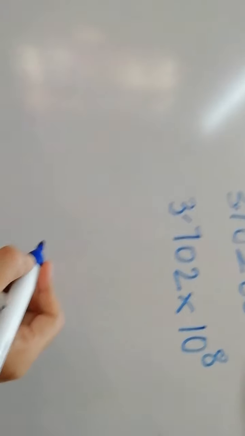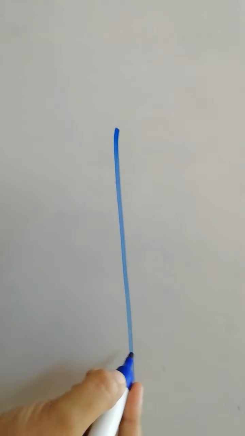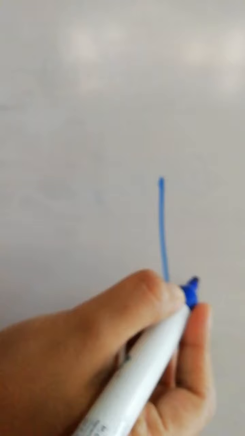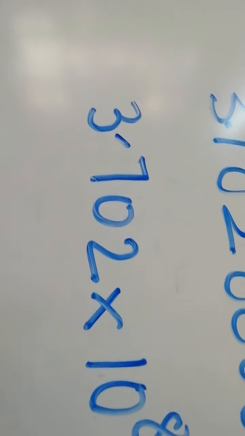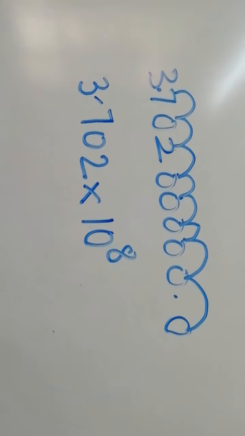Think of an integer line for the positive and negative numbers. If this is an integer line, over here it's all positive, and over here all are negative. So I am going from right to left, from my decimal right to left. So as I am going from right to left, my power will be in positive. Okay, let us do few more examples.